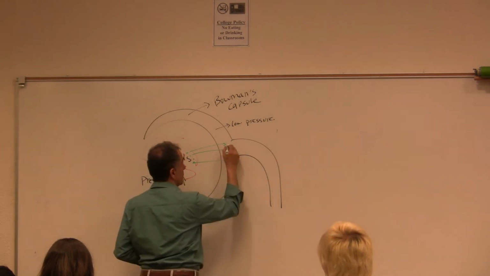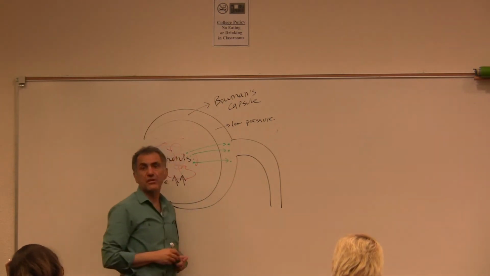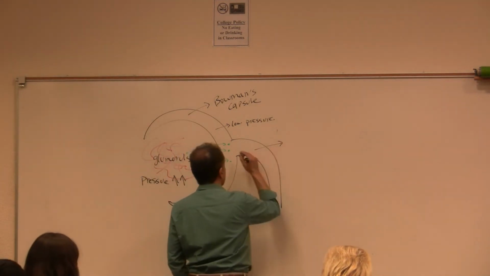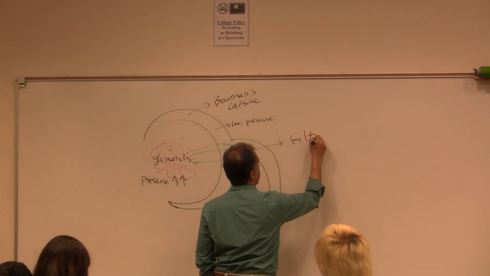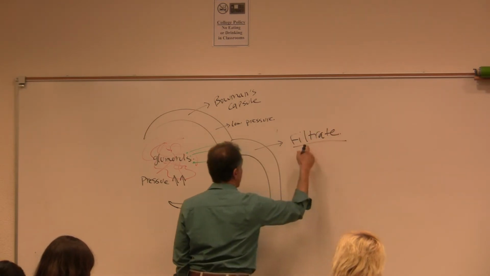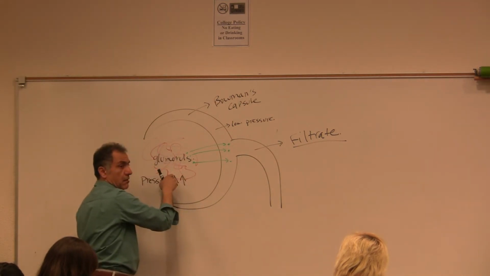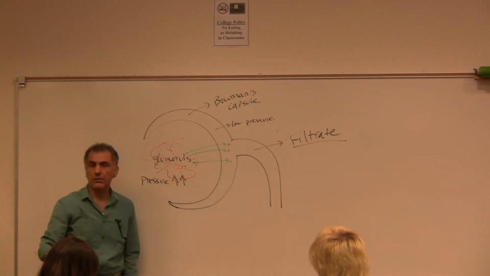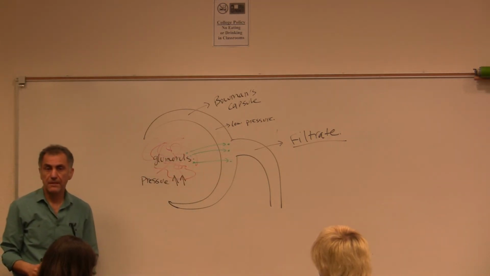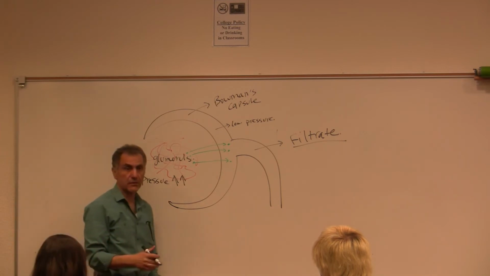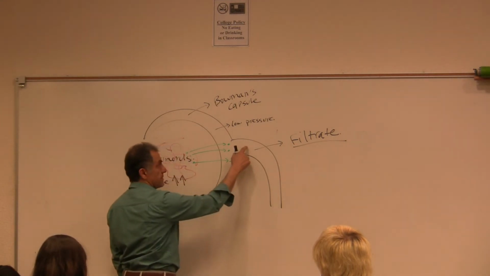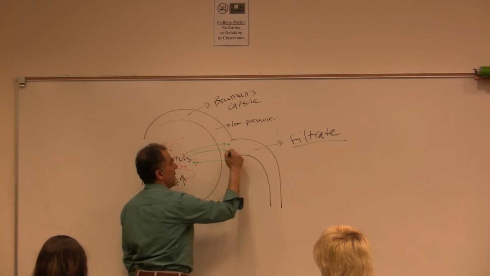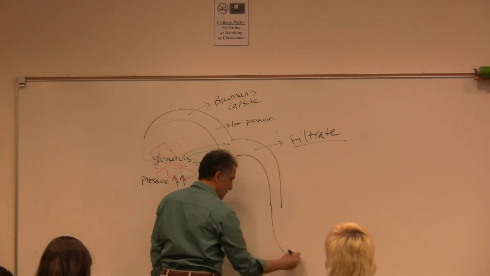Now in Bowman's capsule, that's it, filtration occurs. And what is in Bowman's capsule right here is now called filtrate. Filtrate is plasma minus large molecules. It has small molecules. Plasma has large molecules and so on, but filtrate is plasma minus large molecules. And then this filtrate goes down the loop of Henle.